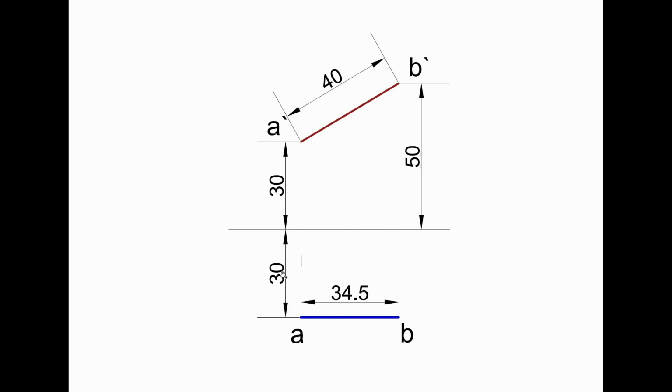All the other things you can see: A and B are at a distance of 30 mm from XY line. A prime is at a distance of 30 mm from XY line, but B prime is at a distance of 50 mm from XY line. So one thing you have to keep in mind is that you see the true length of the line only when it is parallel to one plane. You see the true length in the front view when it is parallel to VP, and in the top view when it is parallel to HP.